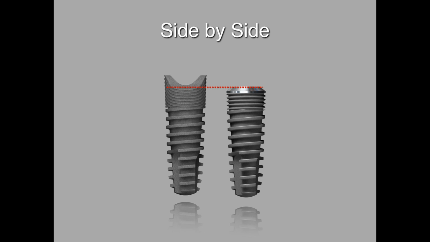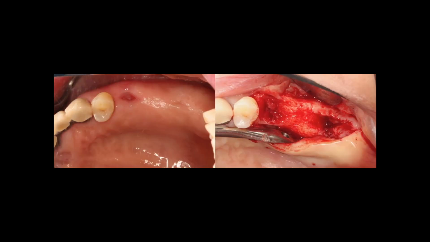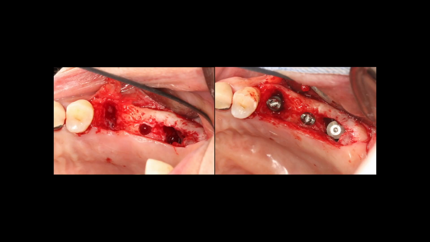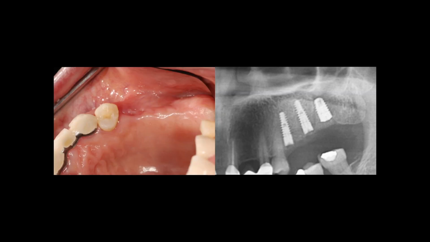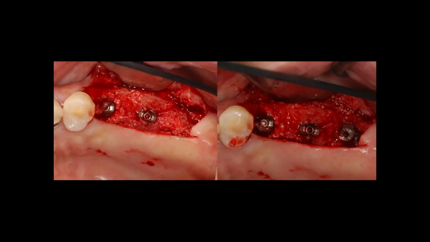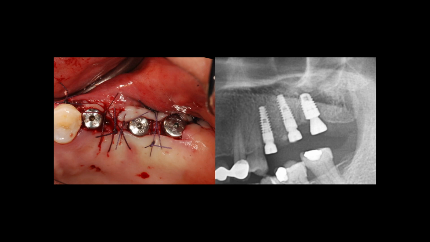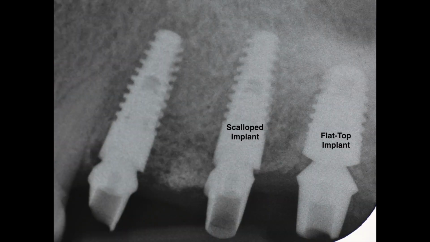Let me share side-by-side case where flat-top implants were placed at the facial level of scalloped implant this time. 3 implants were planned for maxillary left posterior area. 2 scalloped implants and 1 flat-top implant were placed in this case. Bone grafts were placed at the defects after implant placement, and primary closure was achieved. 6 months of healing took place. Implant uncovery was performed. Healing abutments were placed. Flat-top implant was placed at the facial level of scalloped implant in this case.